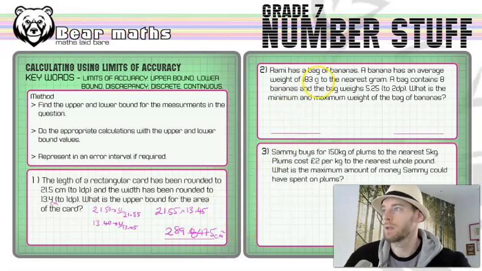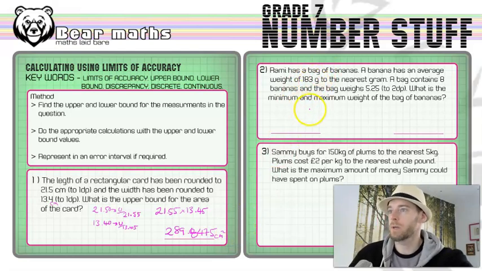Now, squared units. Question 2. Rami's got a bag of bananas. A banana has an average weight of 183 grams to the nearest gram. So straight away, if you see this sort of question, to the nearest gram, that's been rounded already. You go, this must be a bounds or upper, lower limits of accuracy question.